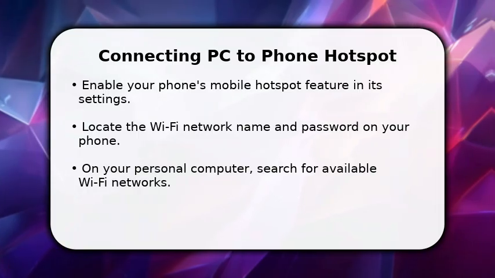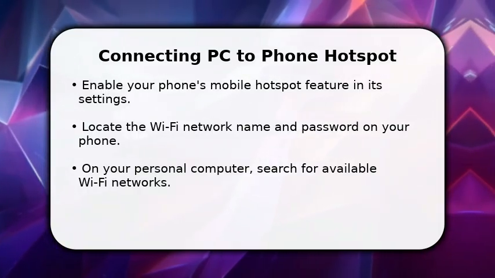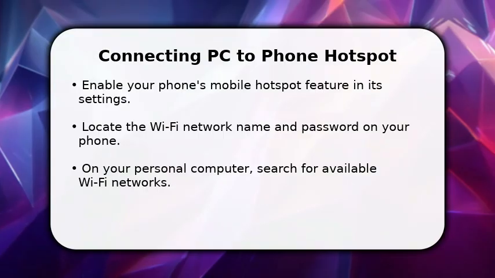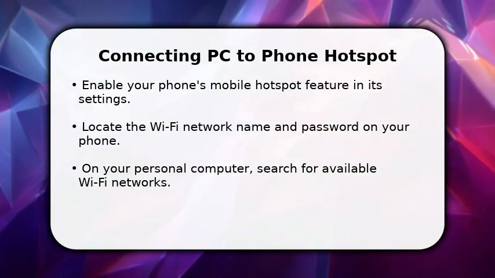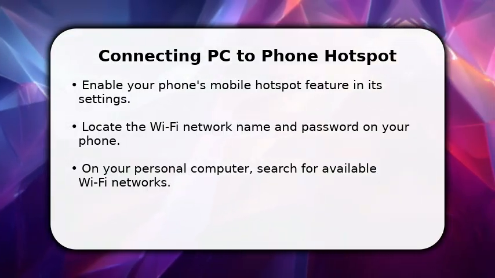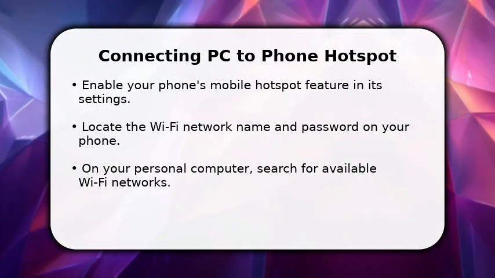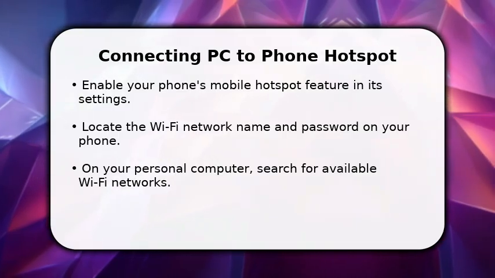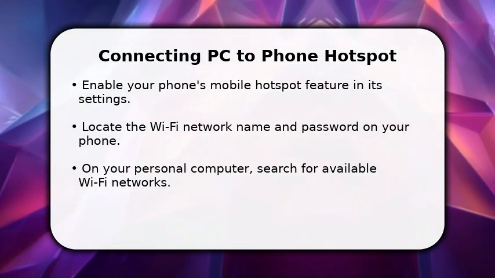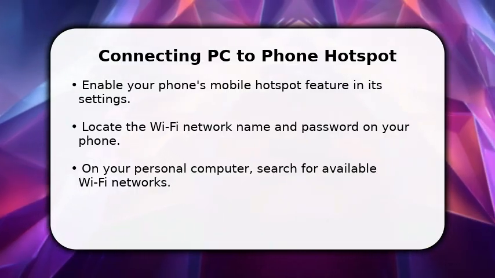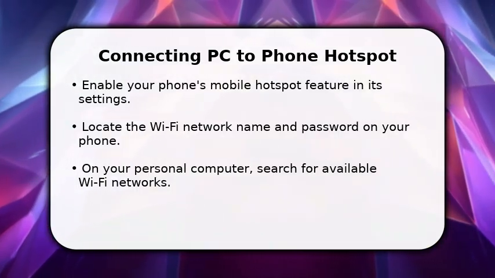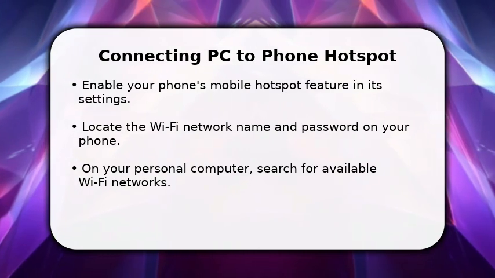First, let's look at the most common method, Wi-Fi. You'll need to enable the mobile hotspot feature on your phone, usually found in your settings. Then note down the network name and password. On your computer, simply search for available Wi-Fi networks, select your phone's hotspot, and enter the password to establish a connection. It's a straightforward process for quick internet access.